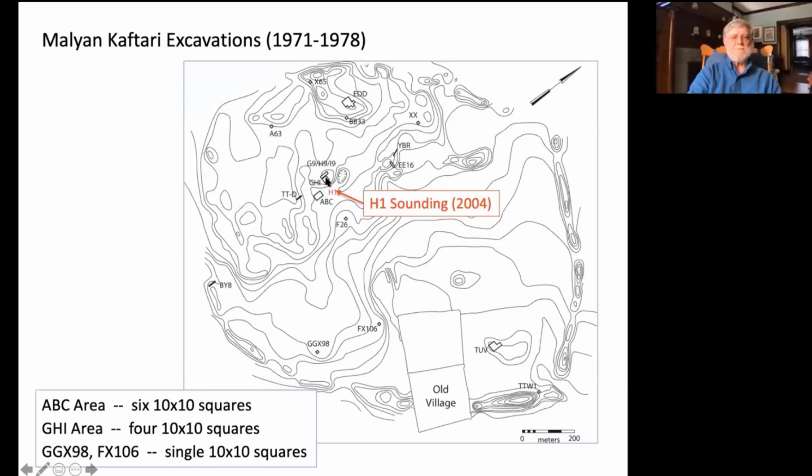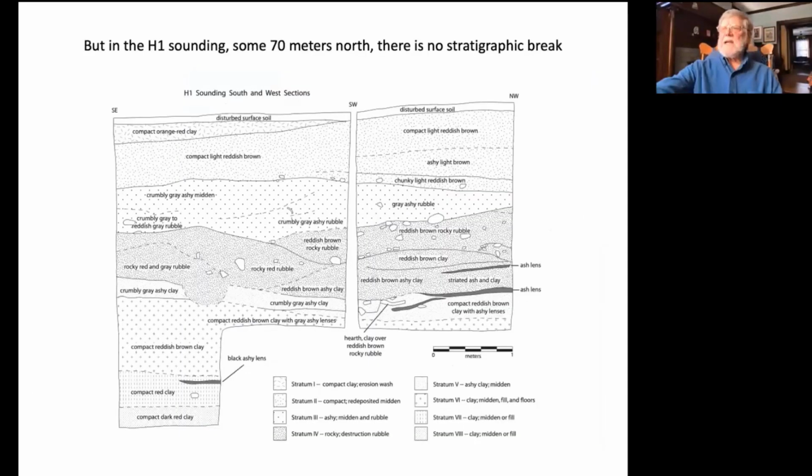GHI, there was Bill Sumner's H5 deep sounding that was published by Miller and Sumner in 2004. And between the two of those is the H1 sounding. These loci are less than 100 meters apart. They're really quite close to each other. It's 70 meters from H1 to the south side of ABC. And when we dug the H1 sounding, we didn't find any stratigraphic break at all.